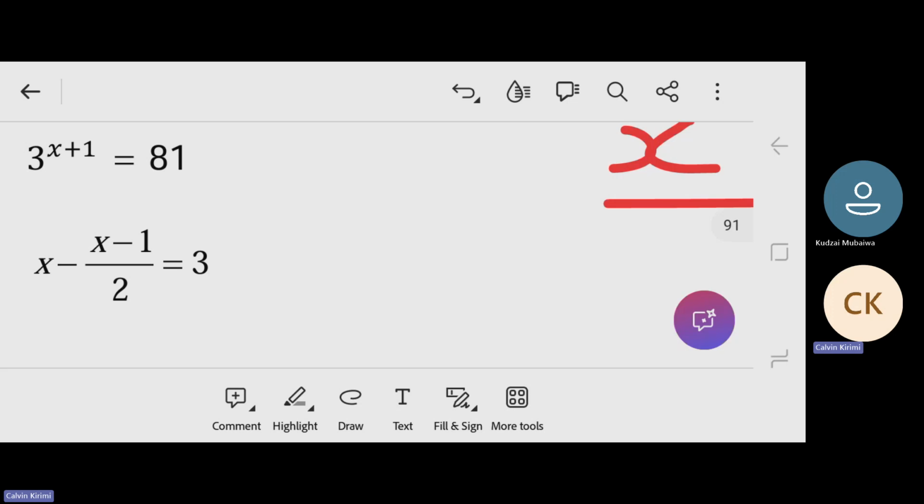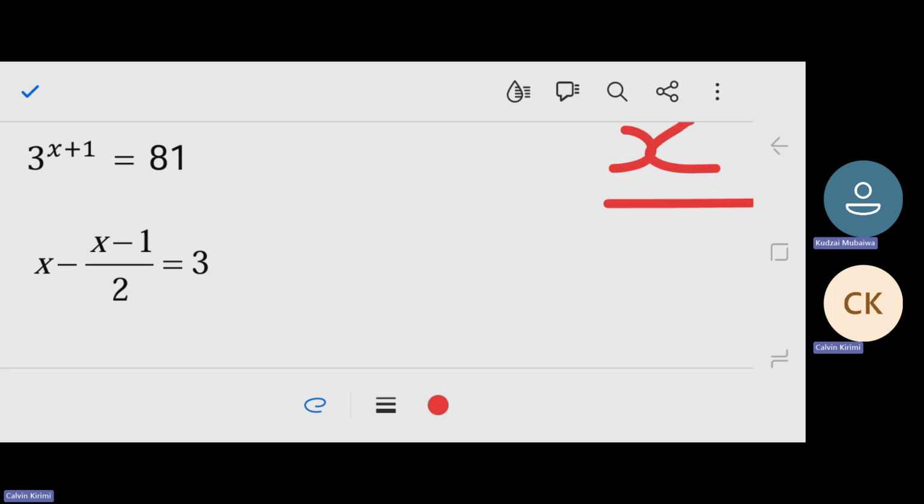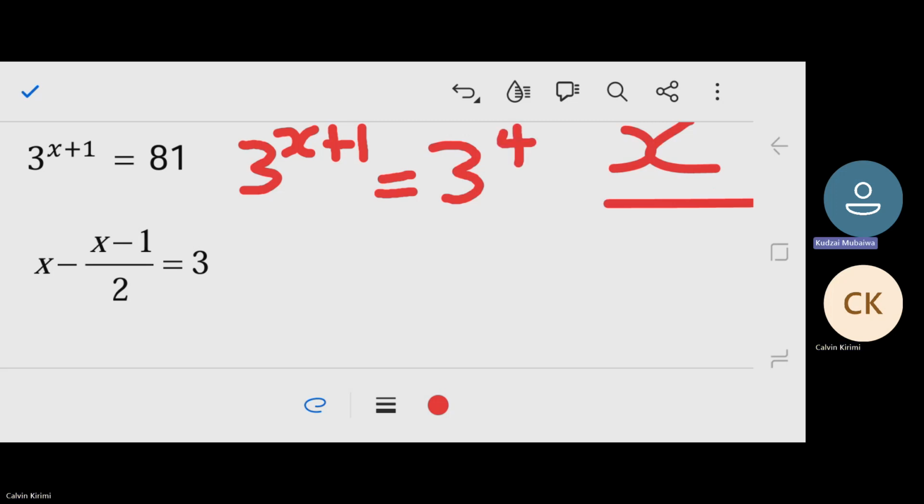So 81, you must express it as a what? As a power of 3. For example, 3 to the power x plus 1 is equal to 3 to the power of something. 81 is 3 to the power 4. 3 times 3 is what? 9. Times 3, 27. Times 3, 81. So 3 to the power 4.